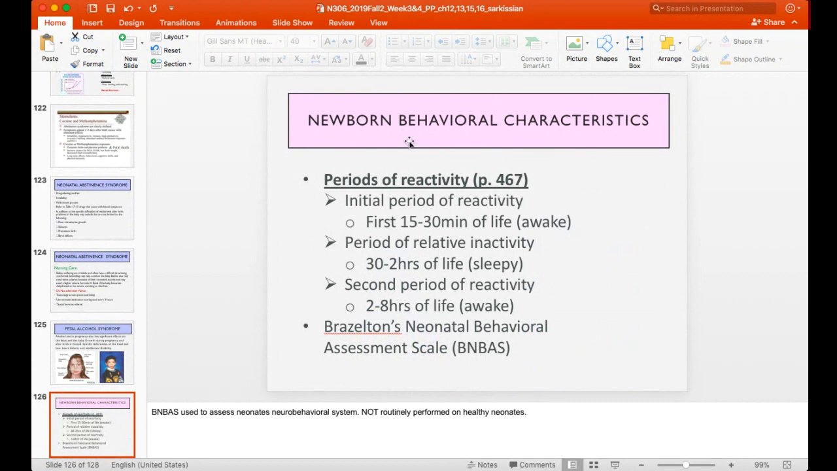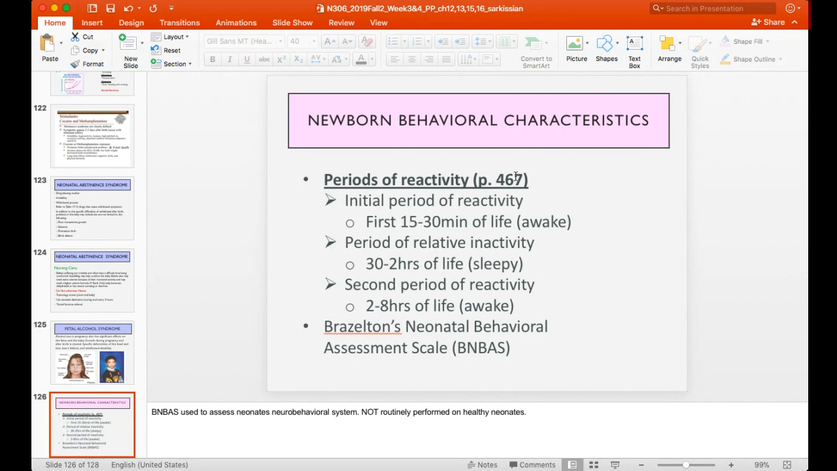Newborn behavioral characteristics. I put this slide here because it's very important, guys, okay? Take a look at the periods of reactivity for the baby in your textbook, the new edition, on page 467, okay? And the reason I want to stress this is because of this initial period, right when the baby is born. There are 3 periods of reactivity. Right when the baby is born, it's in the initial period of reactivity. And that is in the first 15 to 30 minutes of life.